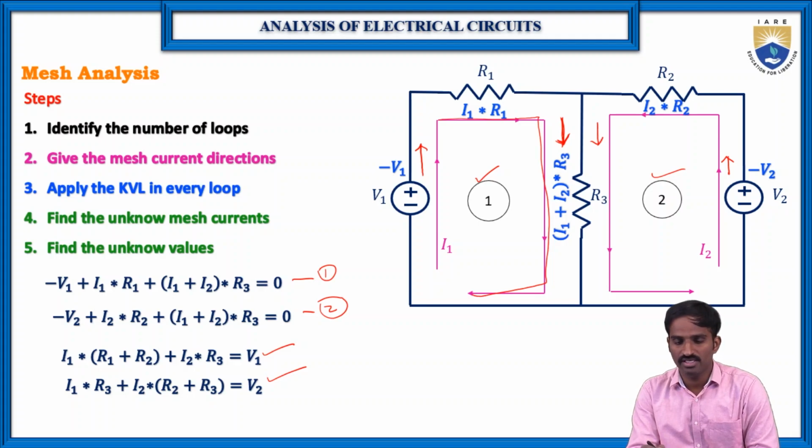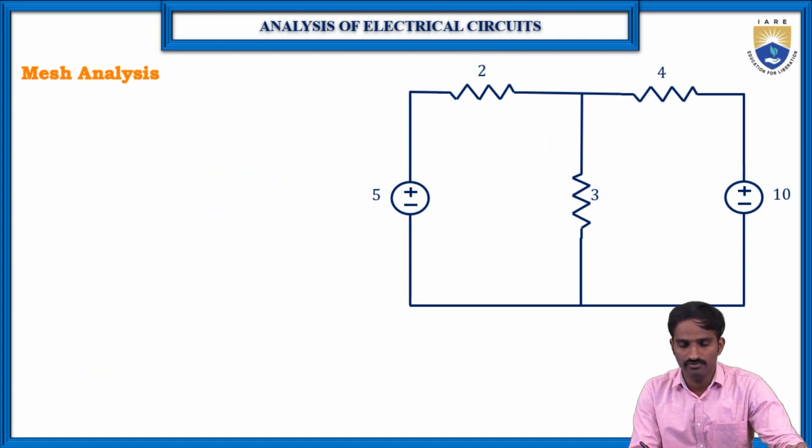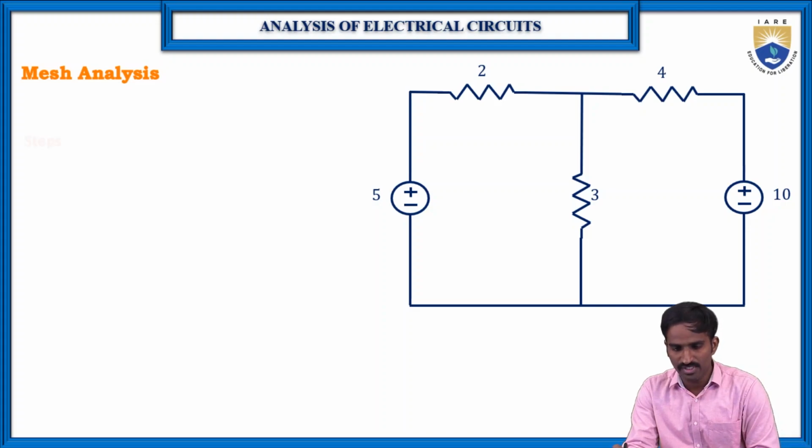So for better understanding, let us consider the values also for R1, R2 and R3. Right. So this is the network which has the voltage V1 equal to 5 volts, R1 equal to 2, R2 equal to 4, R3 equal to 3, and V2 equal to 10 volts. Now, we are going to apply mesh analysis to find the mesh currents flowing through each loop. So the first step is to identify the number of loops.